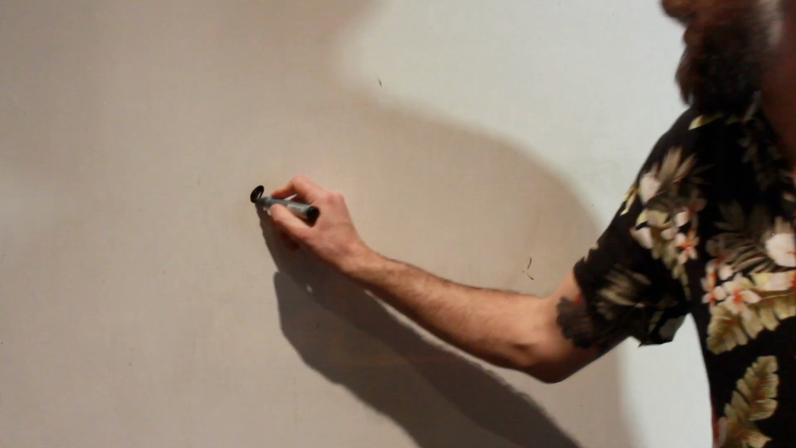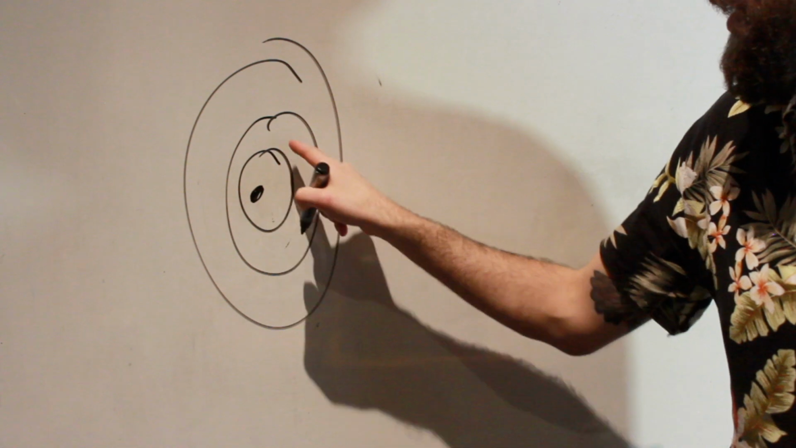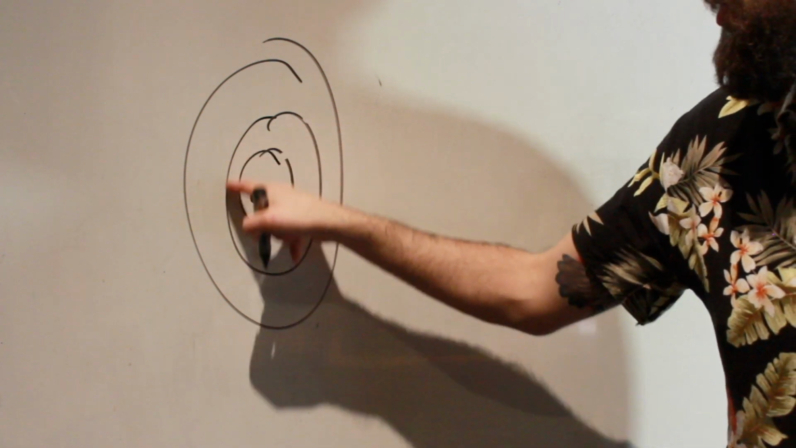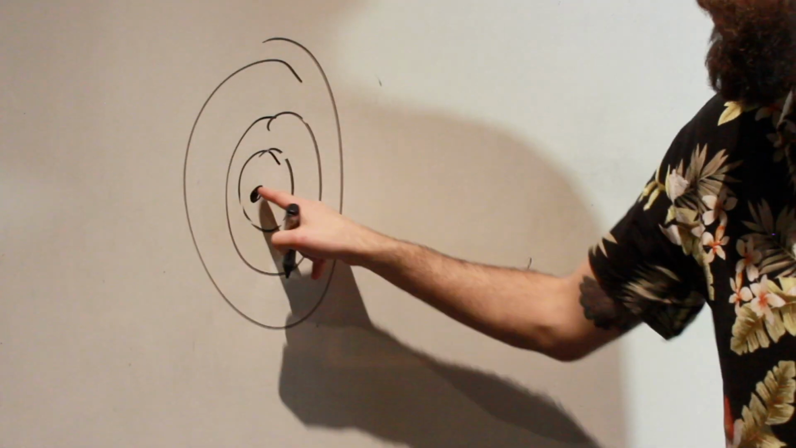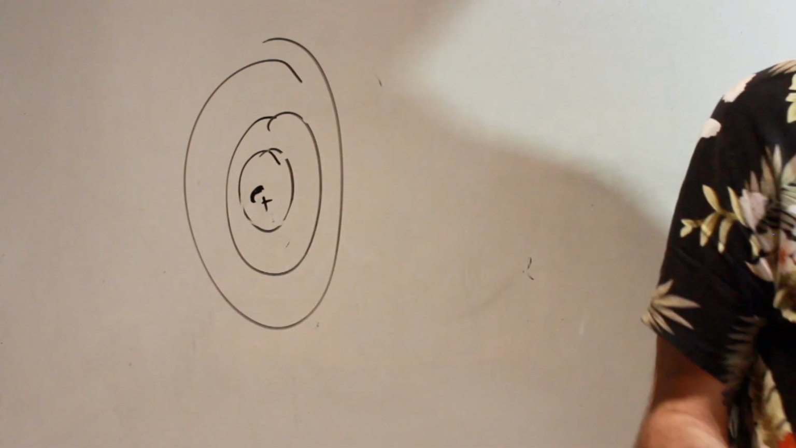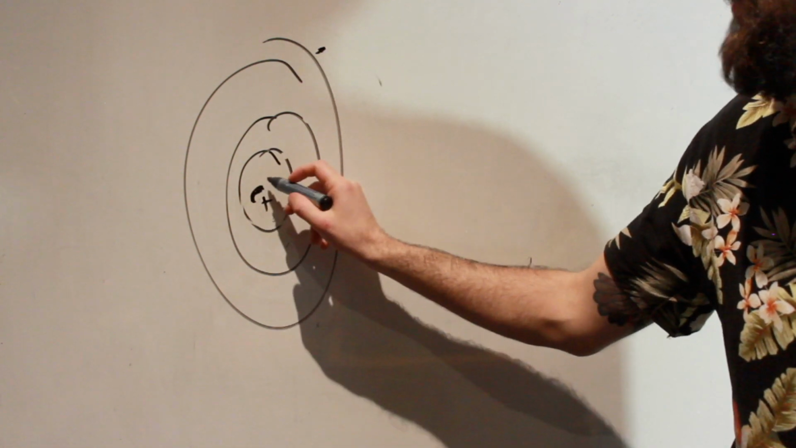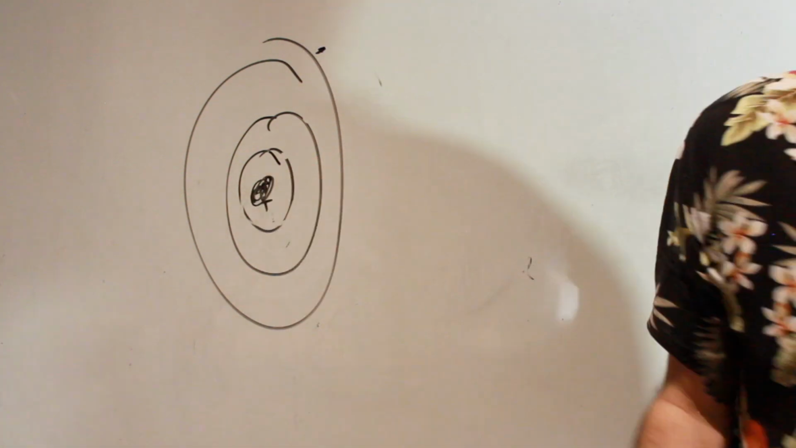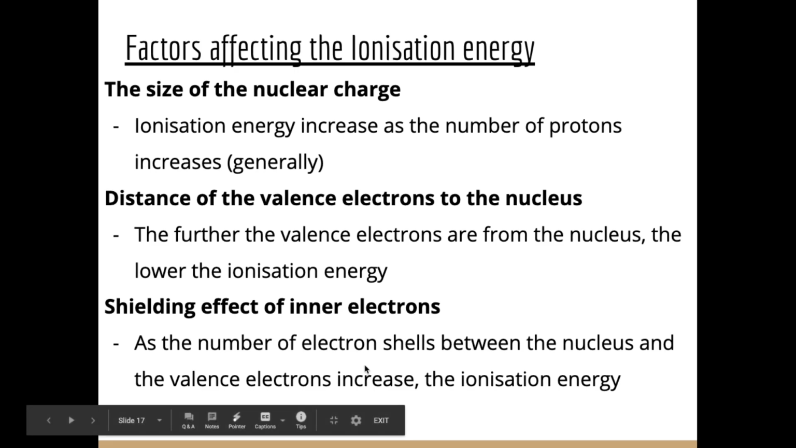So what that means is that in an atom, if you've got these electrons that are in the inner shells, these electrons are sort of shielding, they're blocking these outer electrons from the effect of that positive nucleus. So this shielding effect makes it easier for the electrons out here to be taken off because they're having less of an impact from the positive charge of the nucleus. As the number of electron shells between the nucleus and the valence electrons increases, the ionization energy decreases.